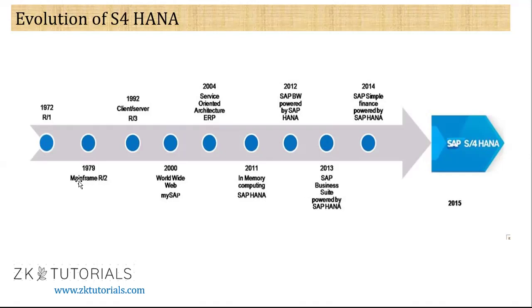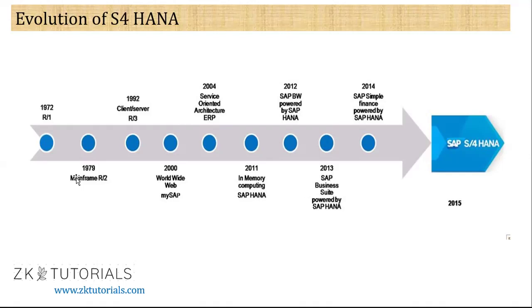Here you can see that in 2015 S4 HANA came. This is a design diagram which showcases the evolution of the ERP system, starting from 1972. In 1972 the system was R1. SAP started with R1, and then in 1979 we got R2, which means real-time two-tier architecture. The presentation layer is on one server, and the application and database layers are on a different server.